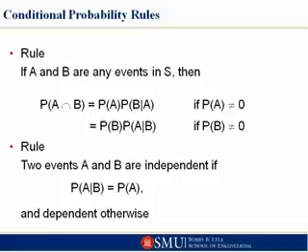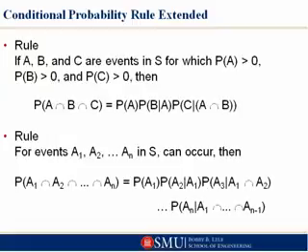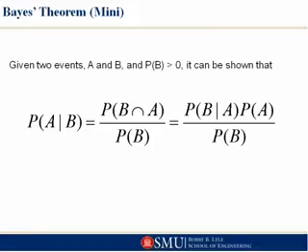Working with this one, the probability of A and B is equal to the probability of A times the probability of B given A, which goes back to the probability of B given A being equal to the probability of A and B divided by the probability of A. So you're rearranging these things, and we're extending it here. The same fundamental idea, that's what we're working with.